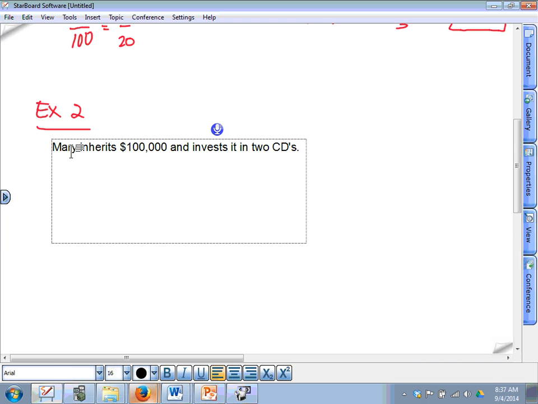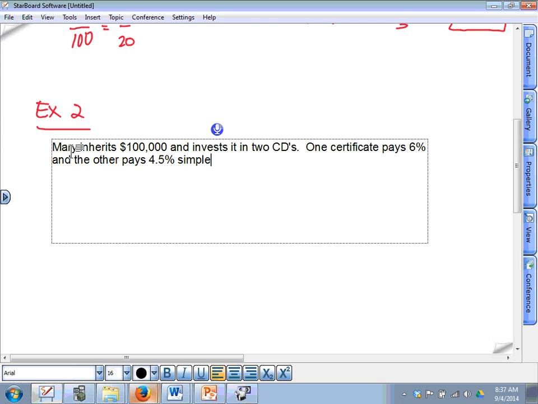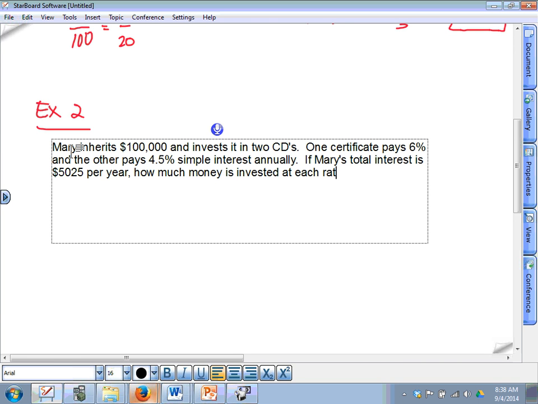You don't lose money. Anyway, one certificate pays 6%. Give me a break. No CD pays that. All right, this is in the book, though. And the other pays 4.5% simple interest annually. Actually, the CD rate's right about now, or about 3.1 last time I checked. If Mary's total interest is $5,025 per year, how much money is invested at each rate?